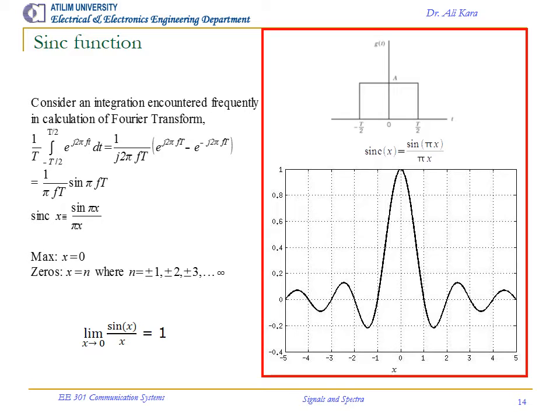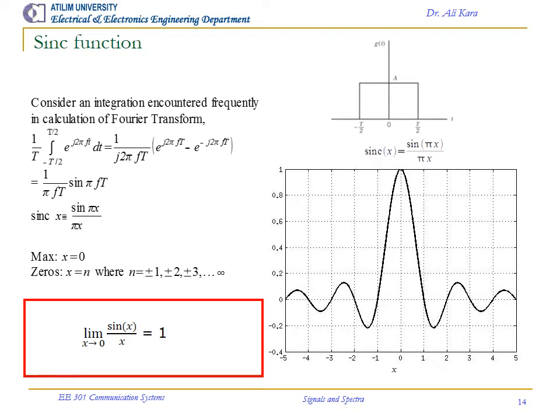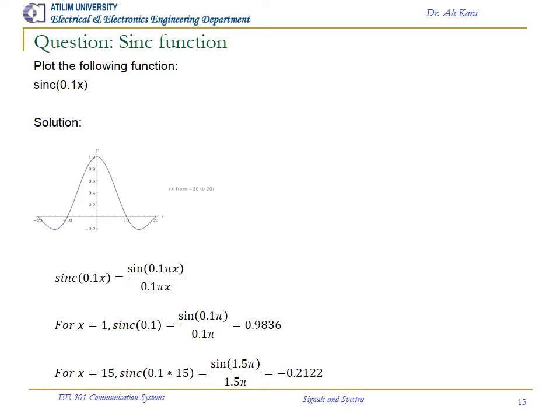This pulse is the most common time signal in digital transmission systems. Maximum of sinc occurs when the argument is 0. Moreover, the zeros of the sinc function occur at the points where the argument is an integer multiple of pi. Note that the limit as x approaches 0 of sin x over x is 1. Sin x over x is equivalent to sinc x in the limit condition, which can be seen as scaling the x by pi.